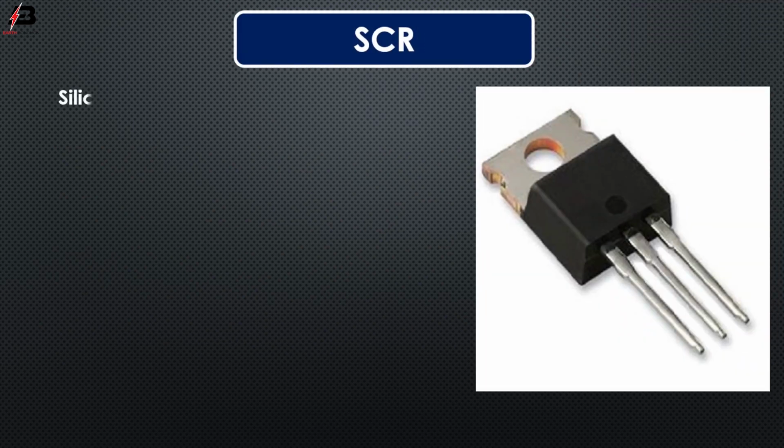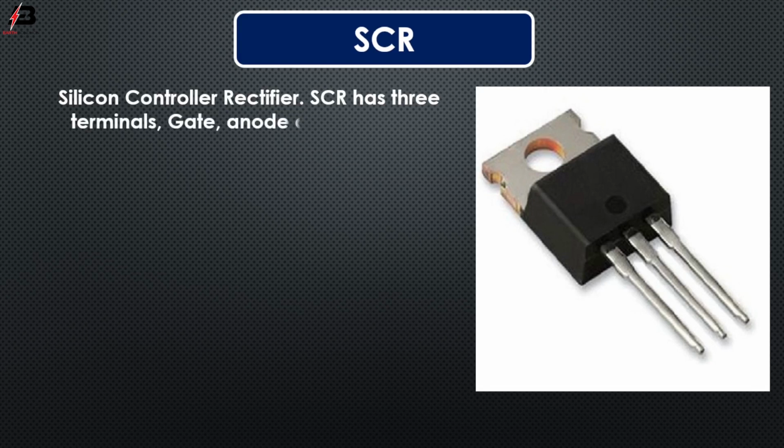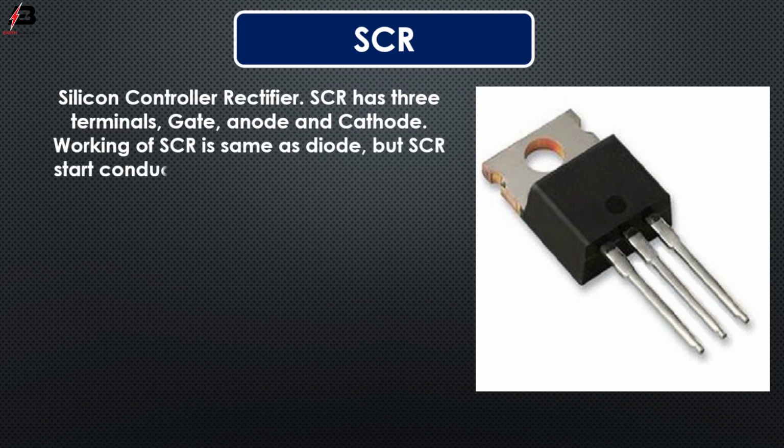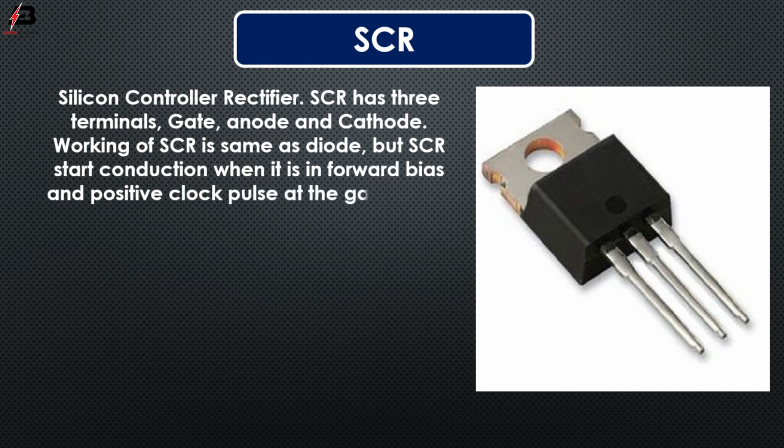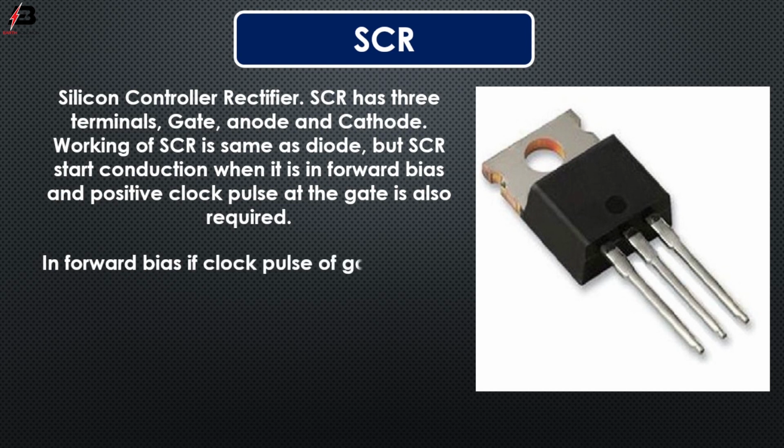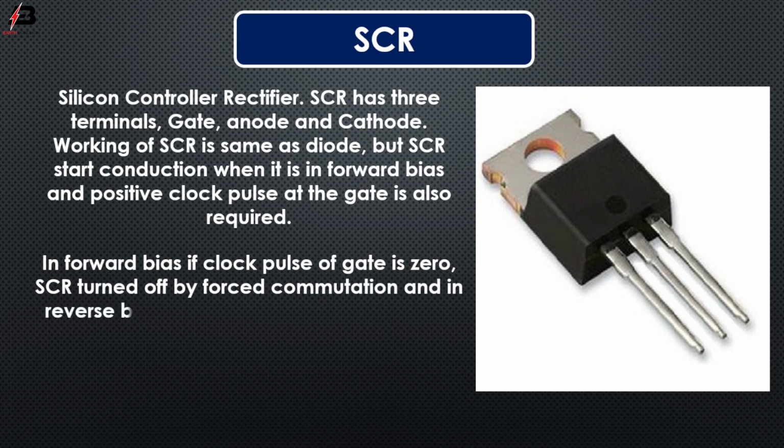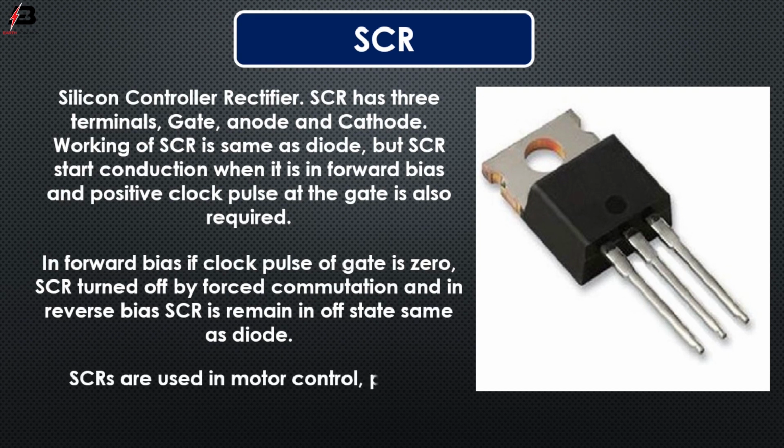SCR, silicon controlled rectifier. SCR has three terminals: gate, anode and cathode. Working of SCR is the same as a diode, but SCR starts conduction when it is in forward bias and a positive clock pulse at the gate is also required. In forward bias, if the clock pulse at the gate is 0, SCR is turned off by force commutation, and in reverse bias, SCR remains in off state, same as a diode. SCRs are used in motor control, power regulators and lamp dimming.